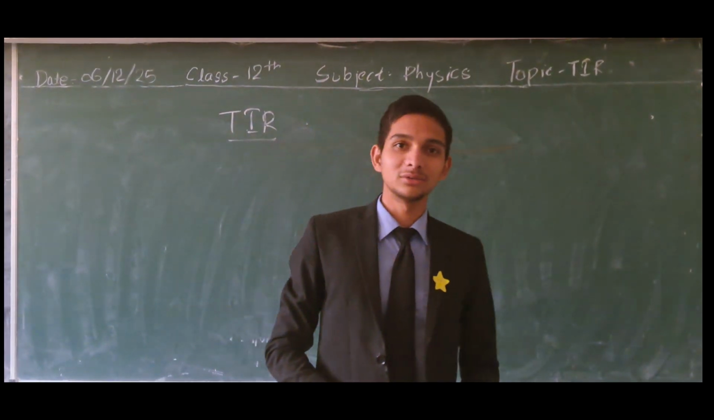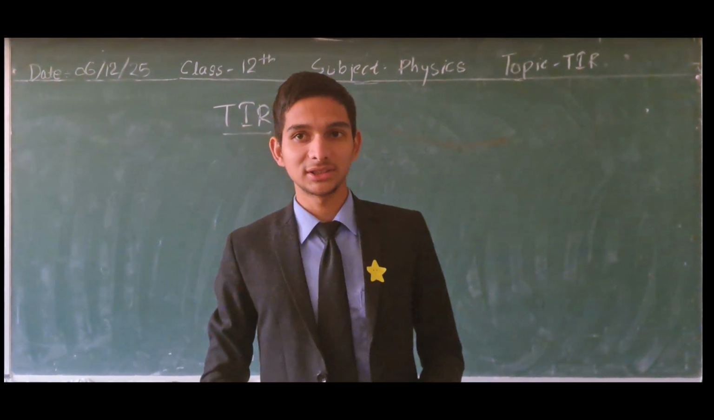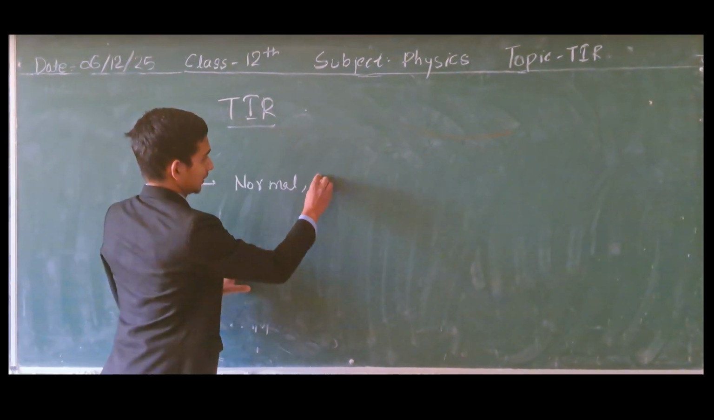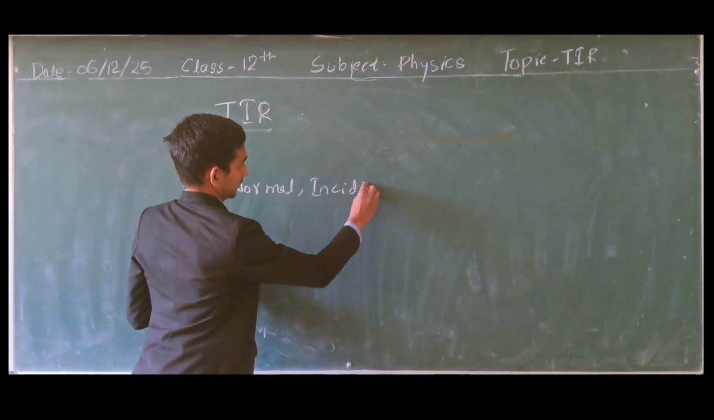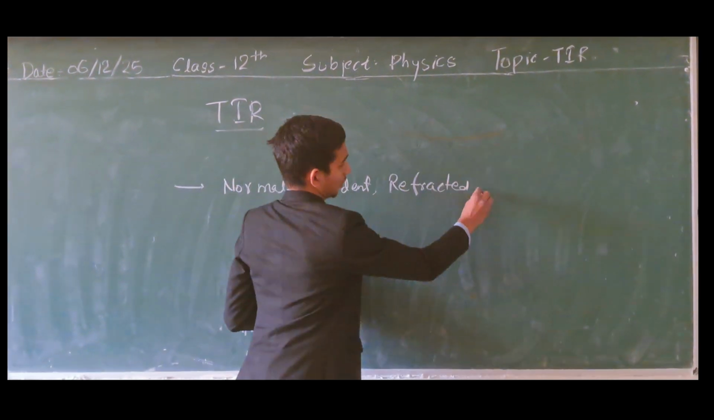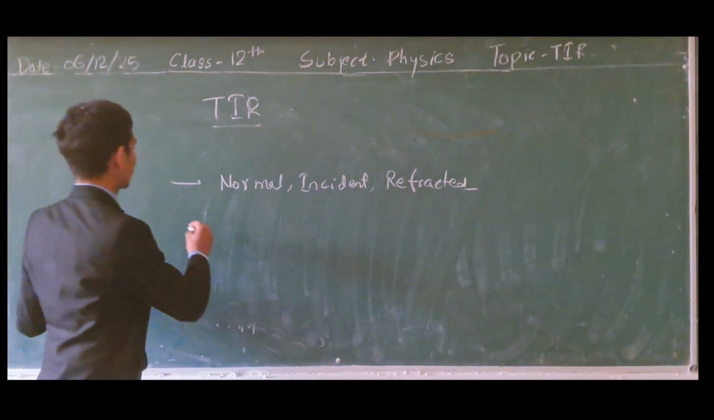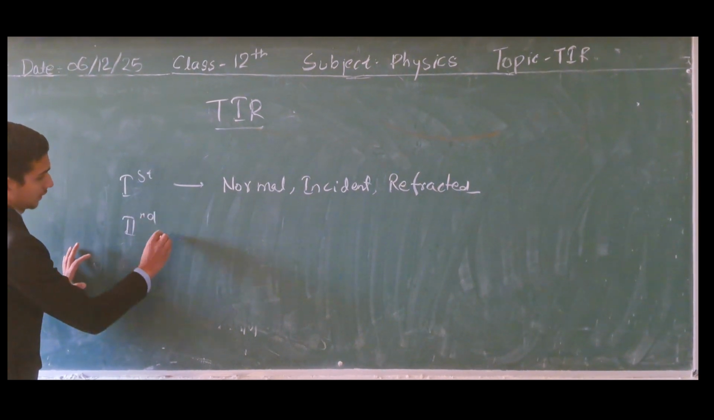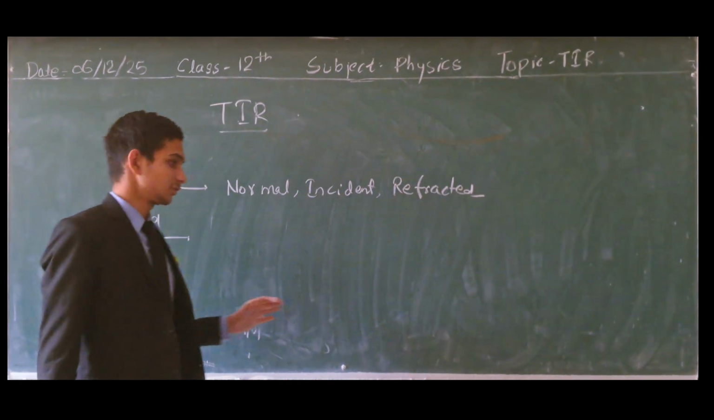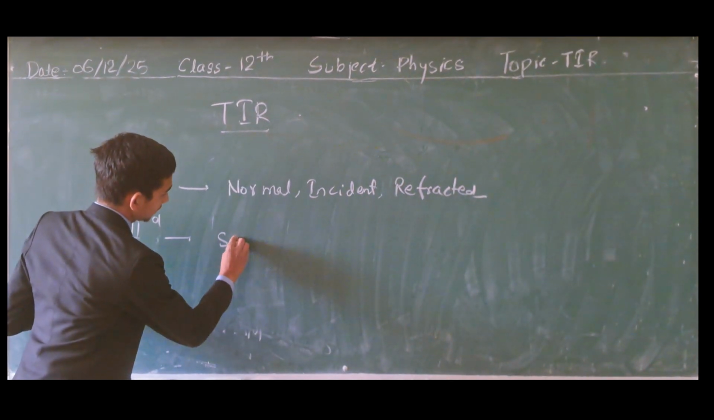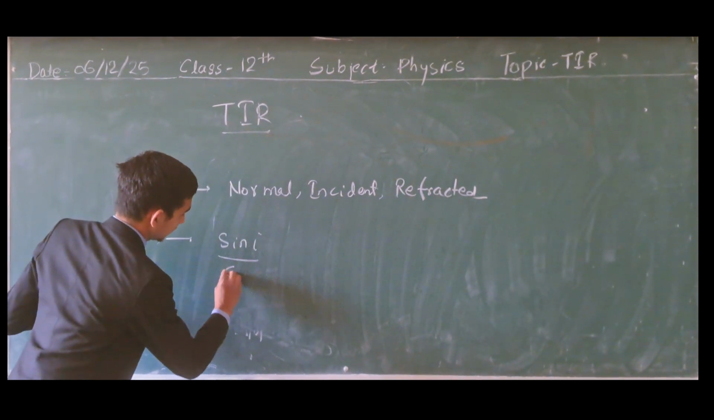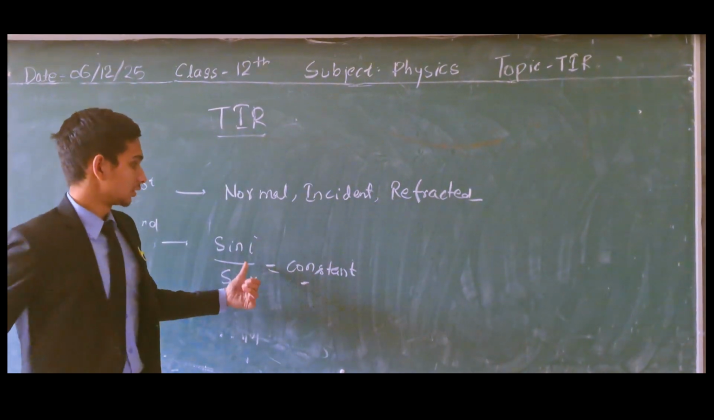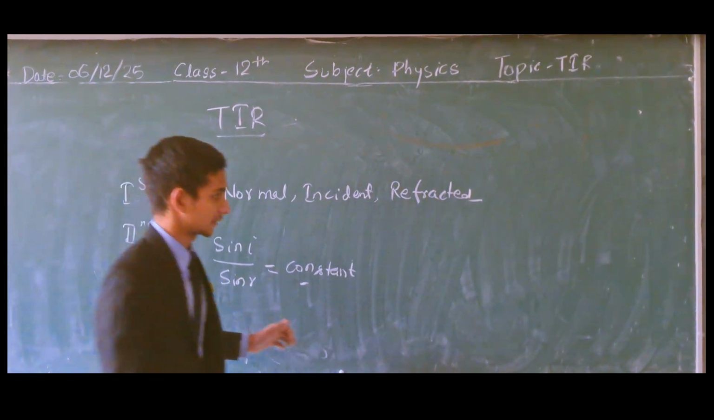We all have studied about reflection in our class and we have studied the laws of reflection. The first law says that the normal, incident and refracted rays are all in the same plane. This is the first law. The second law, also known as Snell's law, says that the ratio of sine of incident angle and sine of refracted angle is always constant. You all know about incident and refracted angle.